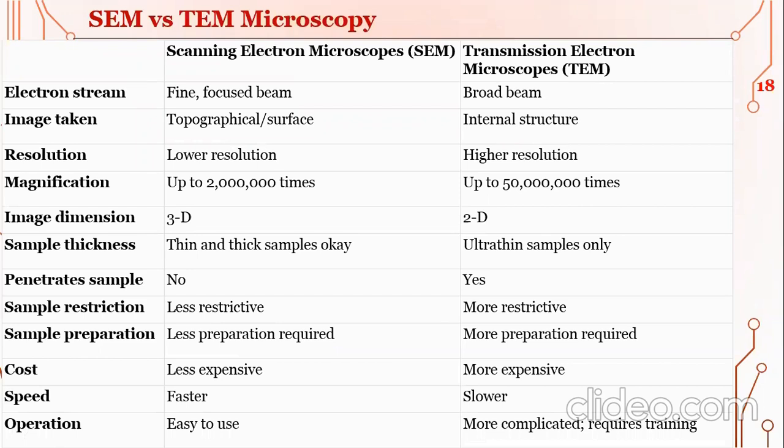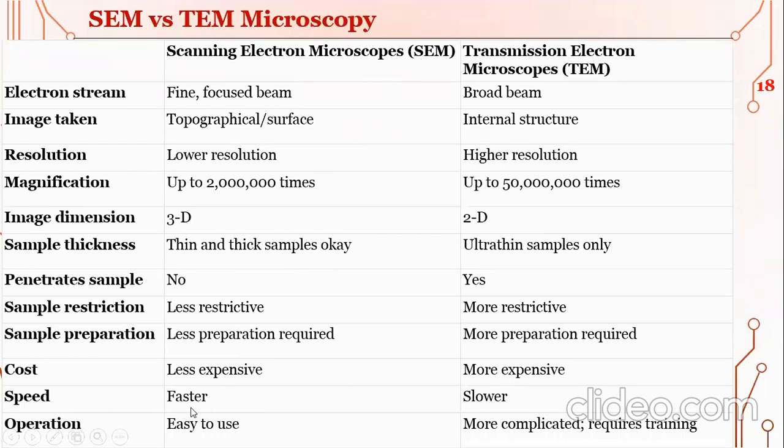For the cost, the SEM is less expensive because it uses less energy in context with resolution and magnification, and the sample preparation is also less expensive. But the TEM is more expensive. For speed, the SEM is faster.